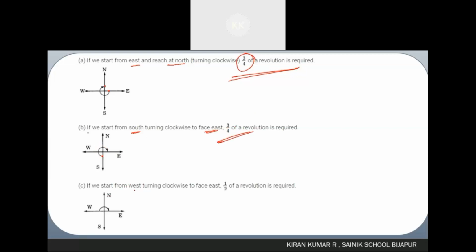Starting from west, turning clockwise to face east, starting from 180 degrees, west to east, you'll make half a revolution.